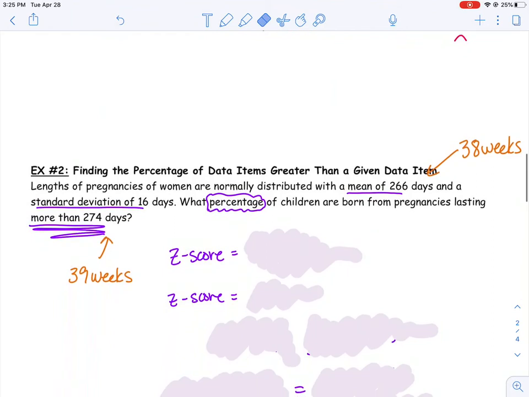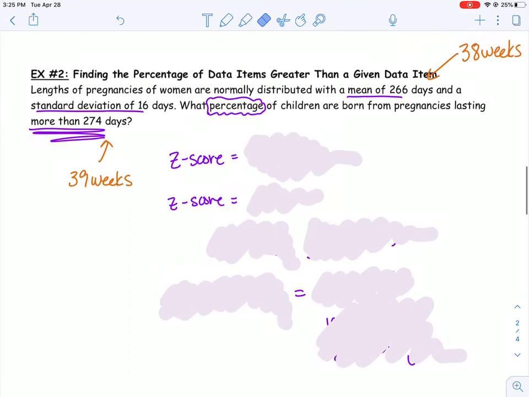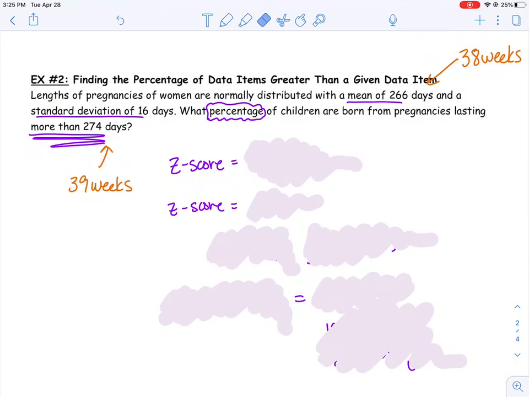Okay? All right, let's do this last example, and then we'll be finished in this video, and then we'll do one more example in the next video. We'll finish off with example number 3. In example number 2, it says lengths of pregnancies of women are normally distributed with a mean of 266 days, so the average is about 38 weeks gestation, and a standard deviation of 16 days. What percentage of children are born from pregnancies lasting more than 274 days? That's more than 39 weeks.